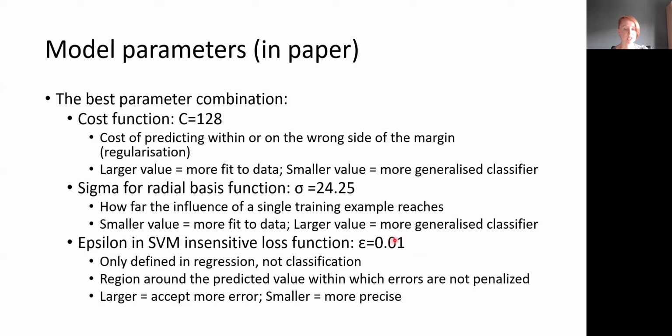So if your predicted value is less than 0.01 away from the actual value, it won't be counted as an error, essentially. It's close enough to your actual value to be considered correct. And again, if you make this larger, you're going to accept more error. If you make it smaller, it's going to be more precise and therefore more fitted to your training data. Also, all of these, they figured out using tuning of the model and cross-validation to find good values for these based on their approach.